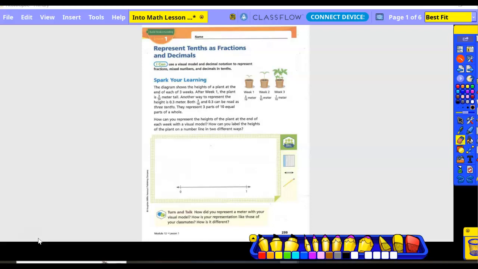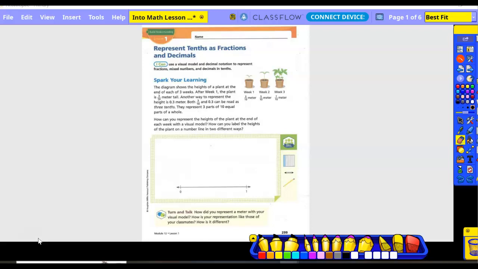Spark your learning. The diagram shows the heights of a plant at the end of each of 3 weeks. After week 1, the plant is 3/10 meter tall. Another way to represent the height is 0.3 meter. Both 3/10 and 0.3 can be read as "three tenths." They represent 3 parts of 10 equal parts of a whole.